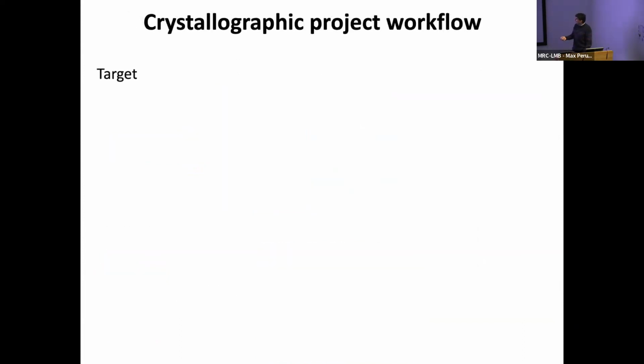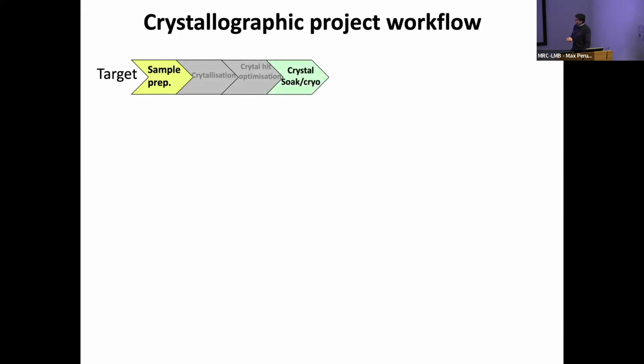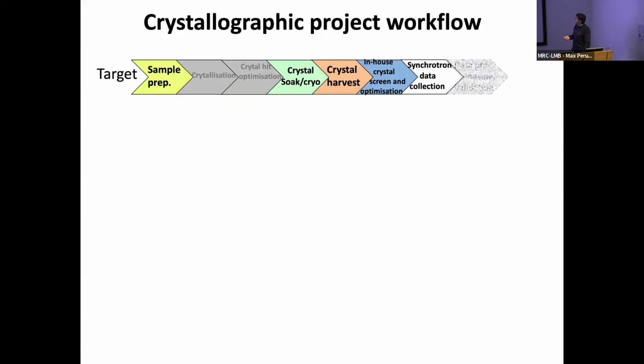A general workflow for a crystallography project would be: you choose your target, you express and purify your protein, you try to crystallize it, you get some hits, you do some optimization until you get good quality diffraction crystals. You might want to cryoprotect, you might want to soak in some ligand. Then you need to harvest and freeze the crystals. You might want to screen them in-house to make sure it's a protein crystal, not a salt crystal or some other impurity. If you want higher resolution data, we can go to the synchrotron. Then you have to do data processing, phasing, which you will see what I'm talking about, and validation of your model, and hopefully we can get some interesting biology out of it.